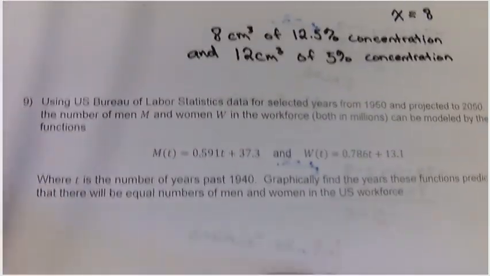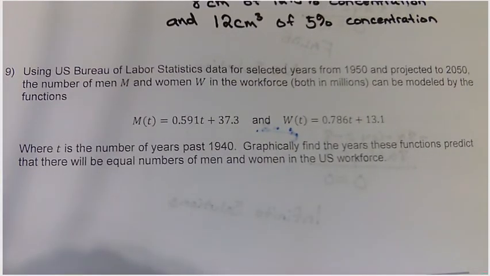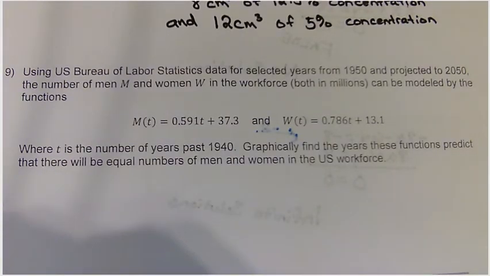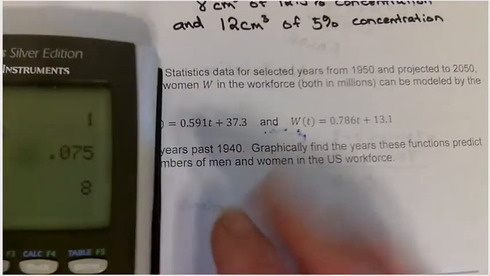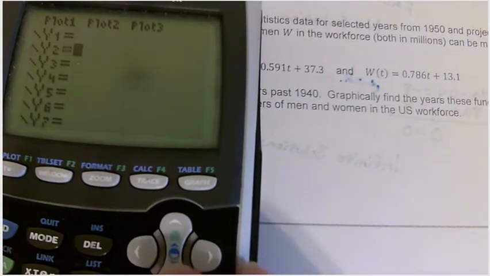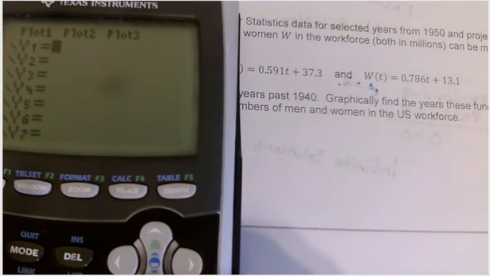All right. Using the U.S. Bureau of Labor Statistics data for selected years from 1950 projected to 2050, the number of men and women in the workforce is modeled by these two equations, where T is the number of years past 1940. Graphically find the years these functions predict that there will be equal number of men and women in the U.S. workforce. So this one is definitely a calculator one. And we're trying to find where those two meet, where the number of men and the number of women meet.